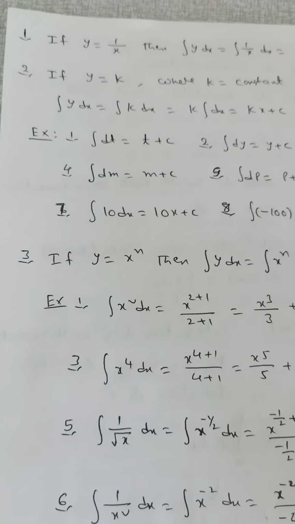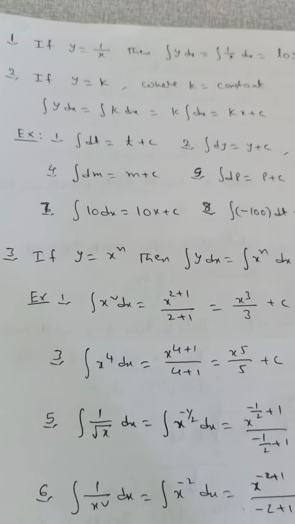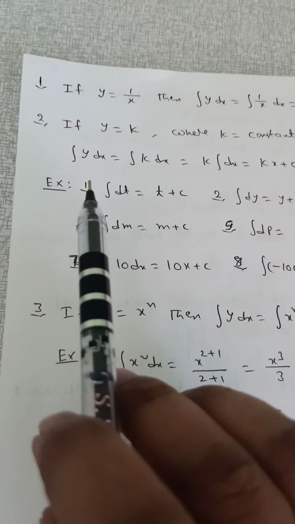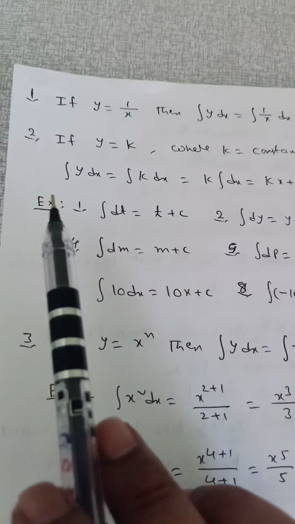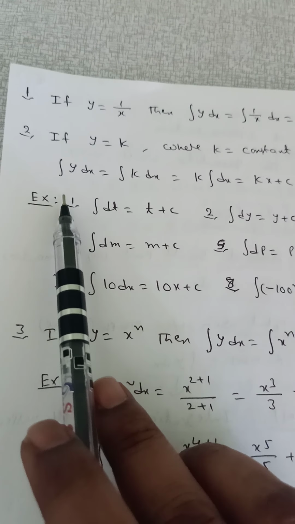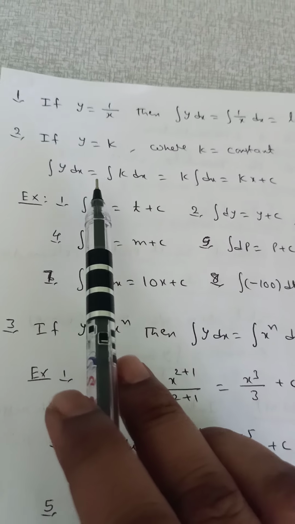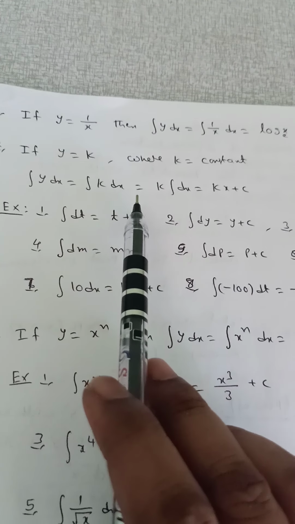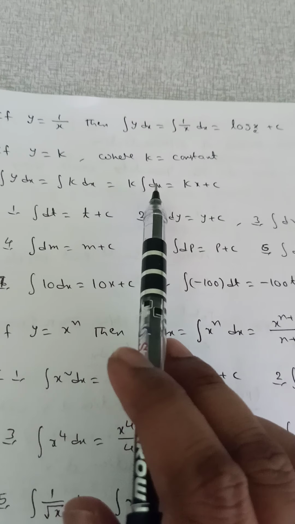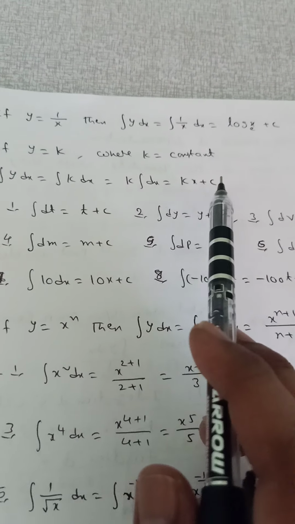And the next one. If y is equal to k, where k is a constant, then integral y dx is equal to integral k dx. K is a constant, so it stays outside the integral. Integral dx means x, so the answer is kx plus c.